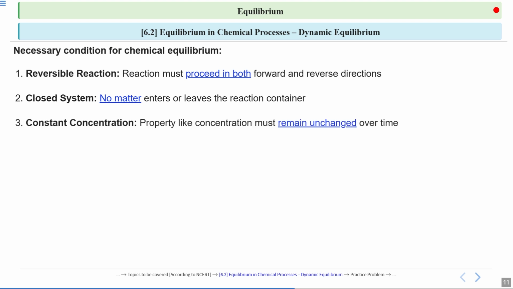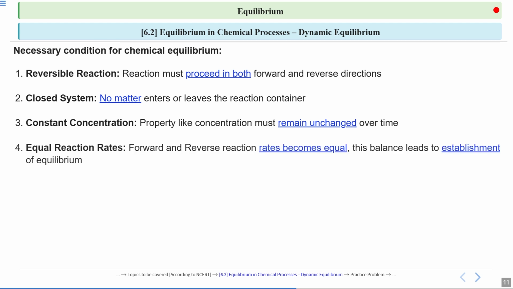Third thing, the concentration should be constant. Then and only then will we say that the equilibrium is attained. Okay. Fourth thing, the rate of forward and backward reaction should be same. So it's obvious. The rate at which the reactant is getting converted into product and the product is getting converted into reactant should be same. And the fifth thing, you have to keep the temperature and pressure constant.